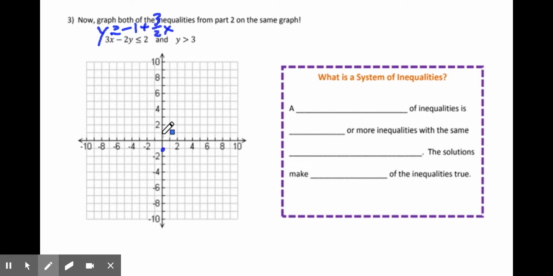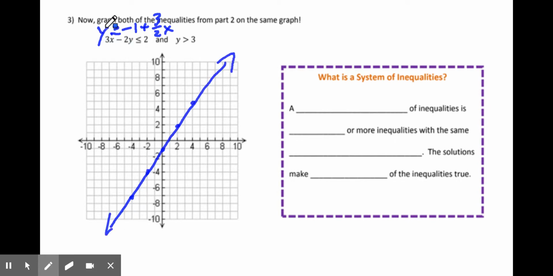So down 1, make a point. Up 3, 2 to the right. Or we could go down 3, 2 to the left. It's a solid line because it's equal to.